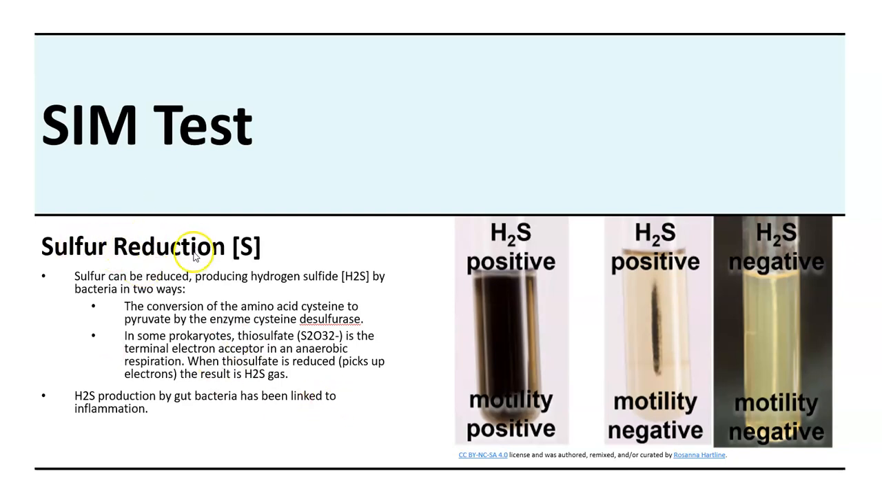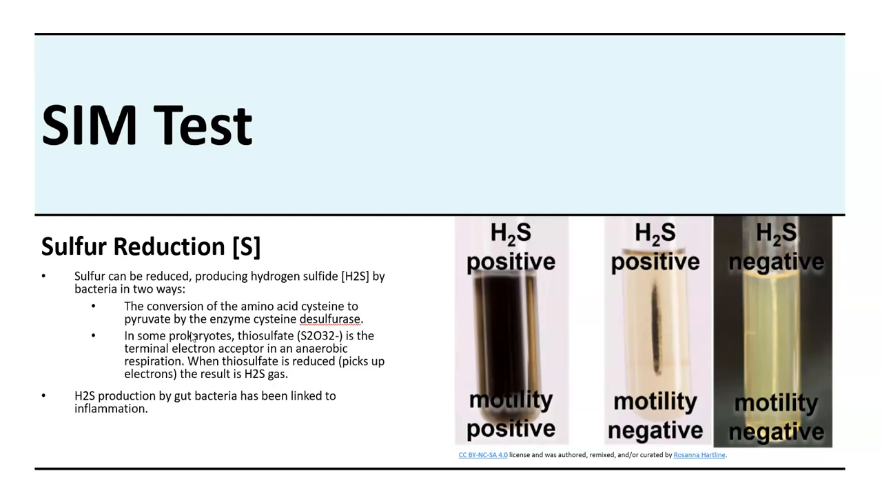Starting with sulfur reduction, some bacteria are able to reduce sulfur, and by reducing sulfur, they produce a gas called hydrogen sulfide. Hydrogen sulfide can be produced by bacteria in 2 primary ways. Either the bacteria are able to convert an amino acid called cysteine into pyruvate using an enzyme called cysteine disulfurase, or in some anaerobic bacteria, thiosulfate, which is the last electron acceptor in anaerobic respiration, when it is reduced, can result in hydrogen sulfide gas. But in either sense, bacteria that are able to reduce sulfur can produce hydrogen sulfide gas.